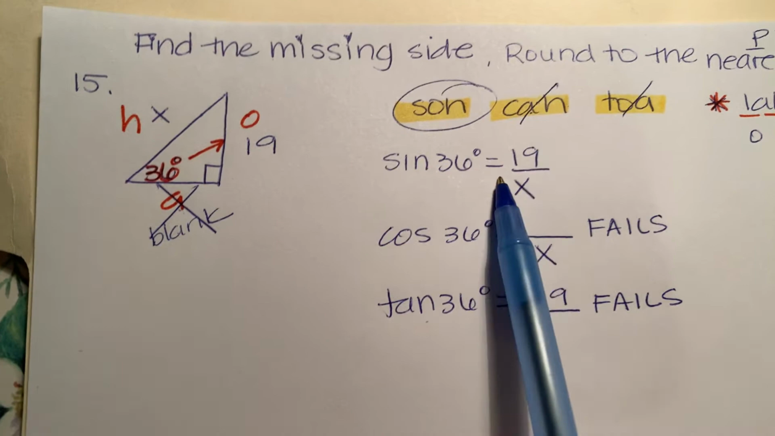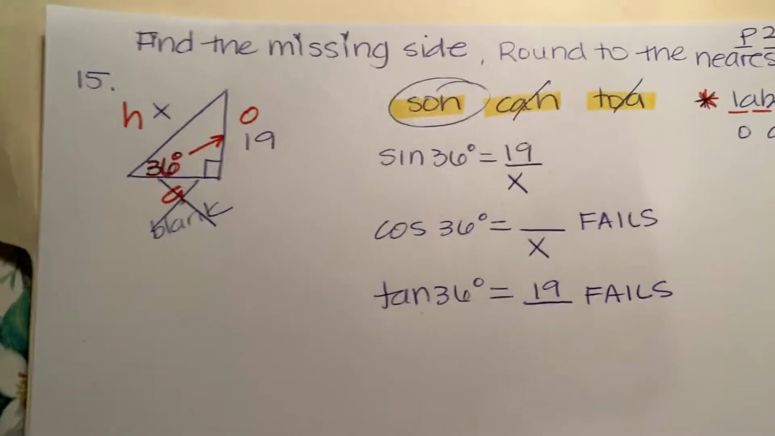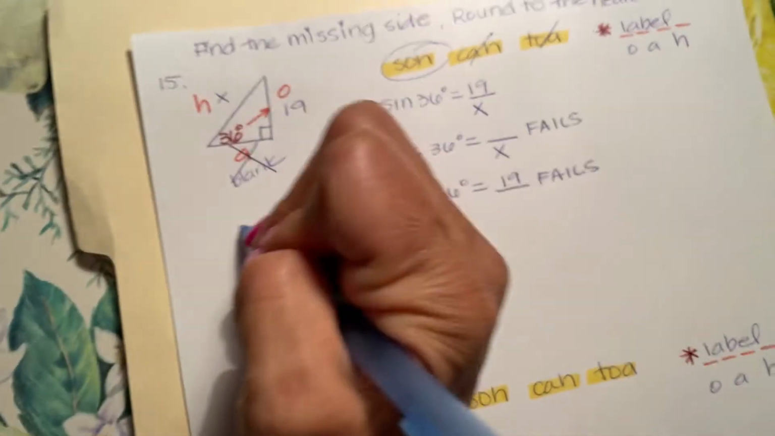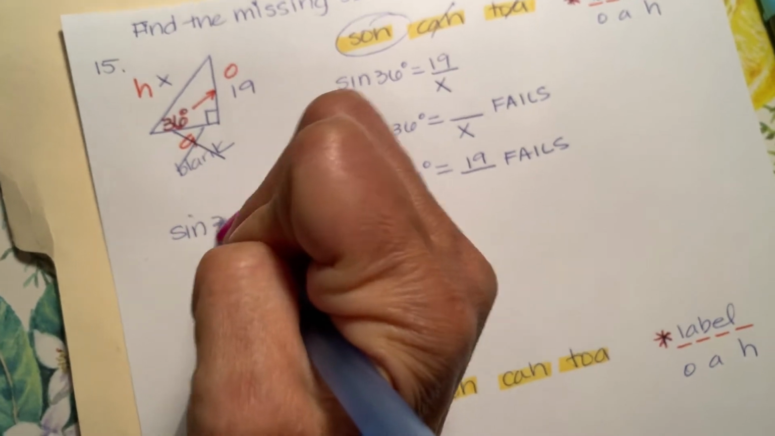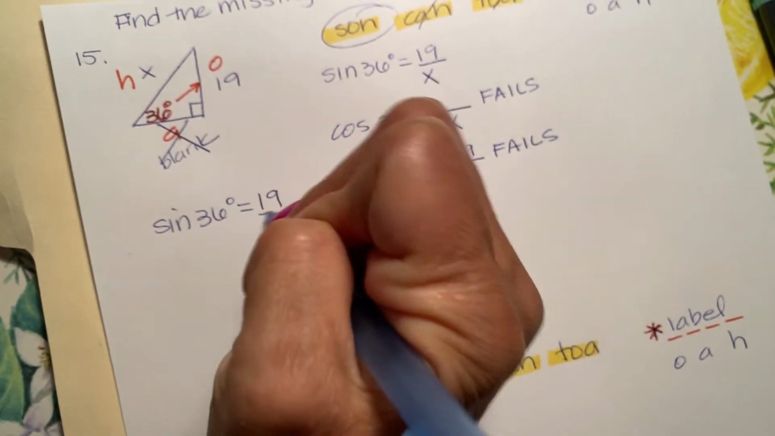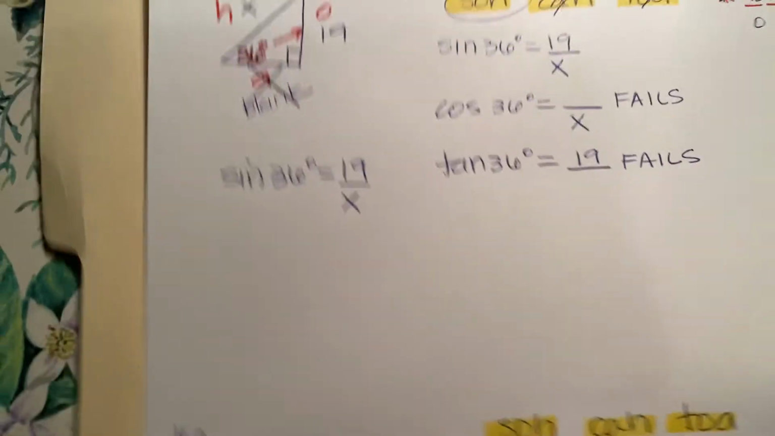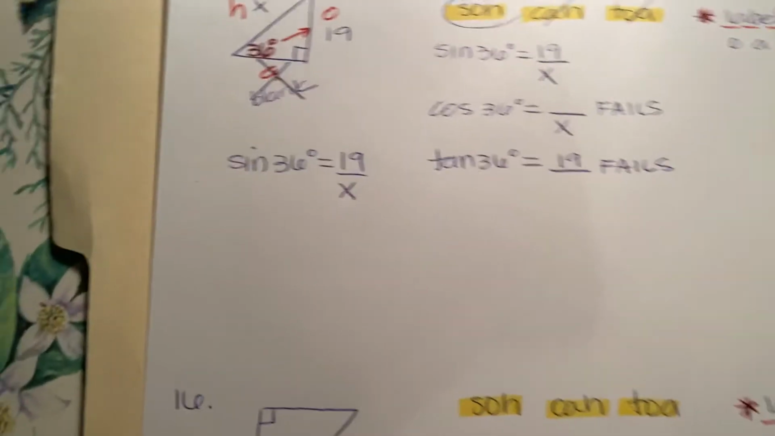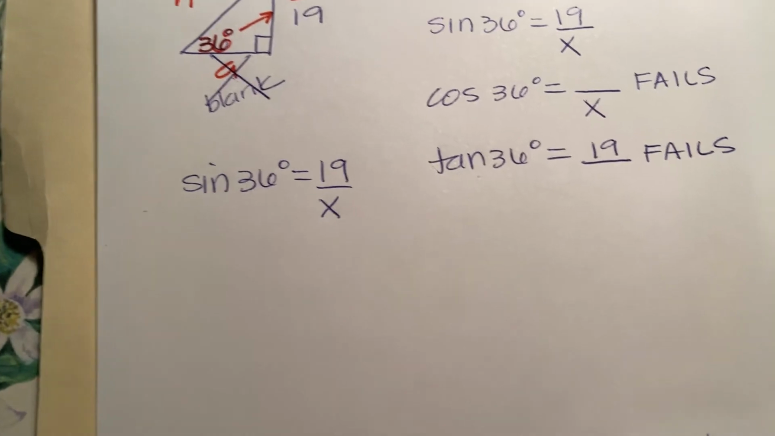Okay, so now how do we solve this? So now that's what we have, okay? So it is sine of 36 degrees is equal to 19 over X. Okay, how do you want to now solve this? Okay, so we're kind of done with this, okay? All right, how do you want to solve this?